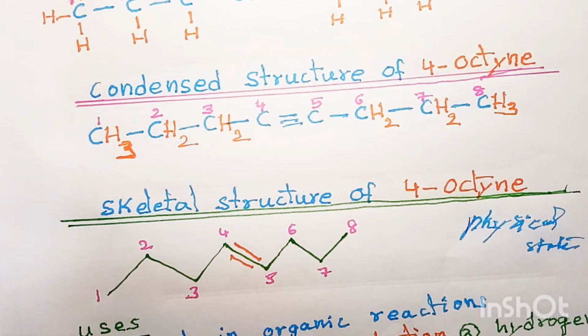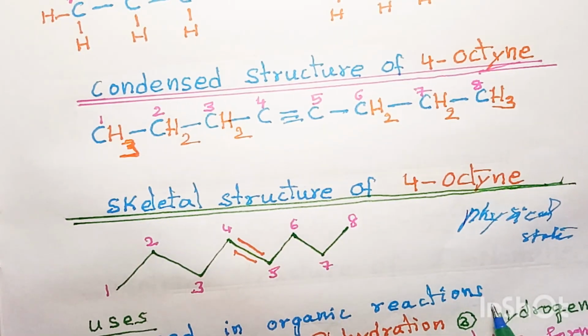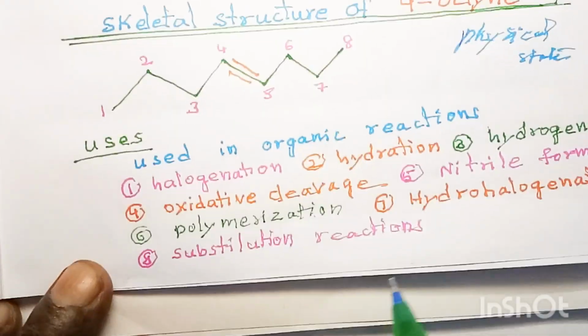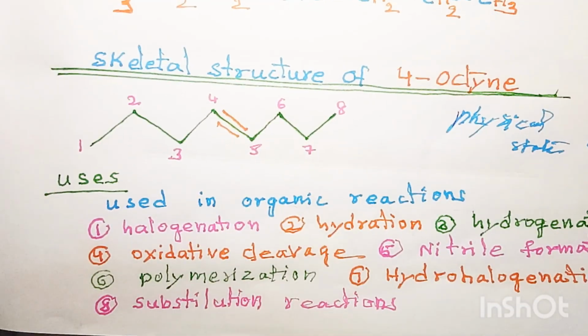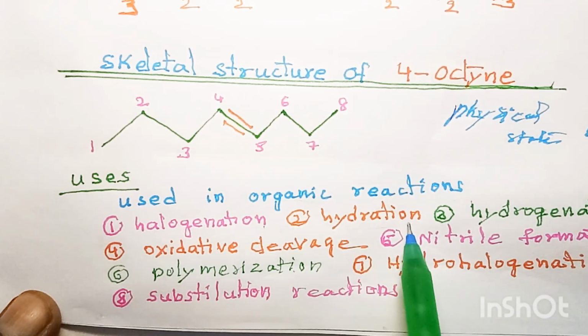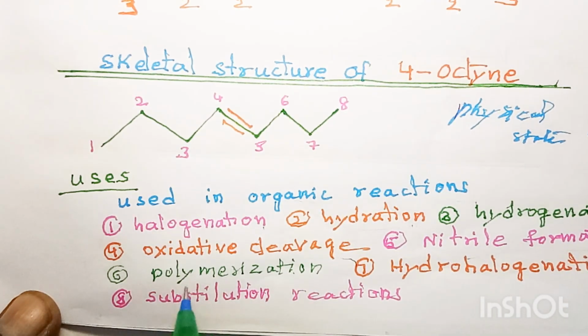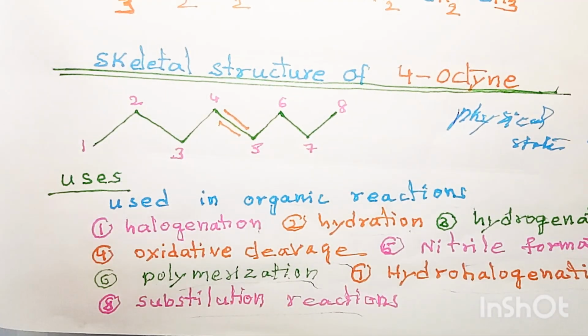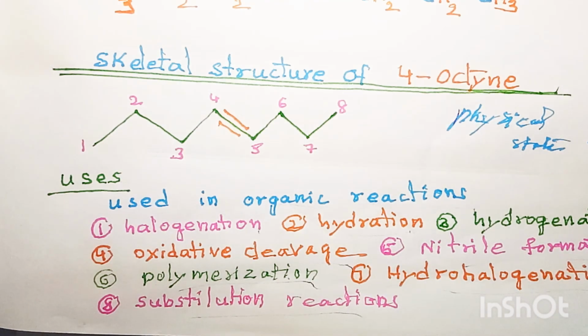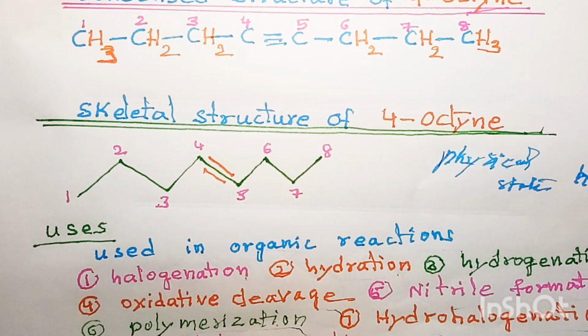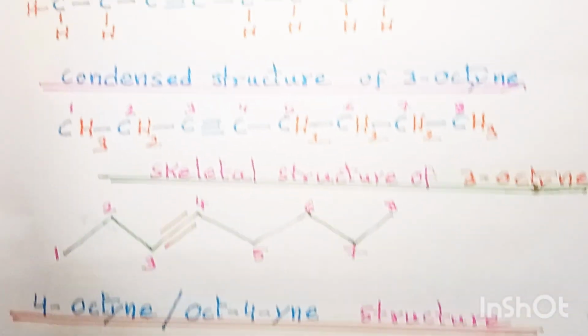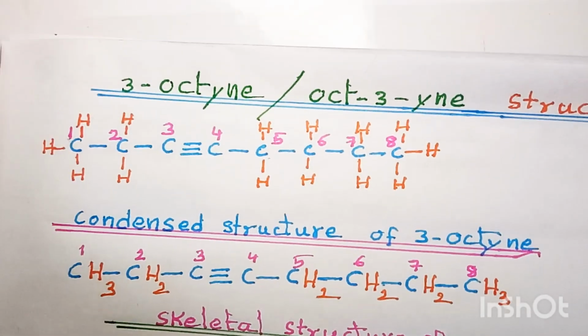Uses of octyne. Octyne is used in organic reactions. It has many uses. We can see from here: halogenation, hydration, hydrohalogenation, oxidative cleavage, nitrile formation, polymerization, and substitution reactions. So this octyne is having a number of uses. Now let's see the next member of open chain alkynes.